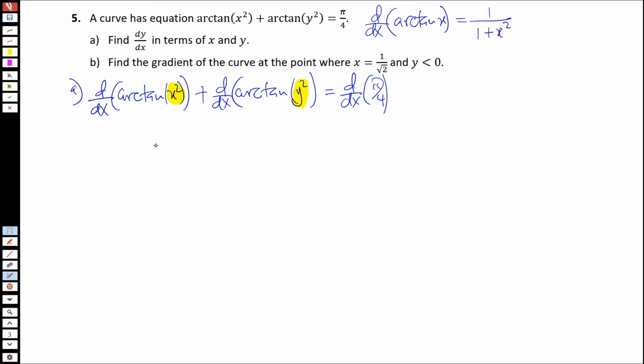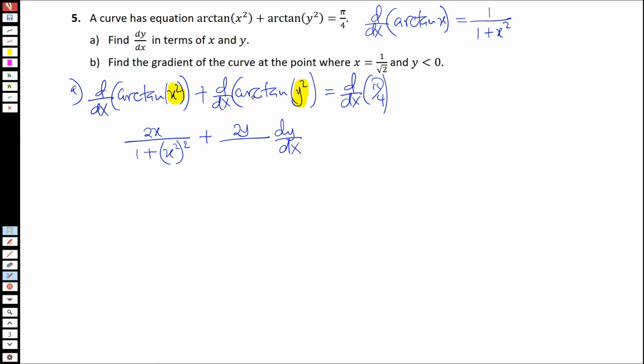All right, so for the first case, by applying the chain rule, let's start with the inside. So this will be the derivative of x squared, which is 2x, multiplied by 1 over 1 plus x squared, and the x happens to be x squared, so we square that. And then here, the derivative of y squared, we again have to apply the chain rule, because the derivative of y squared is 2y and the derivative of y is dy over dx. So we'll have 2y multiplied by dy over dx.